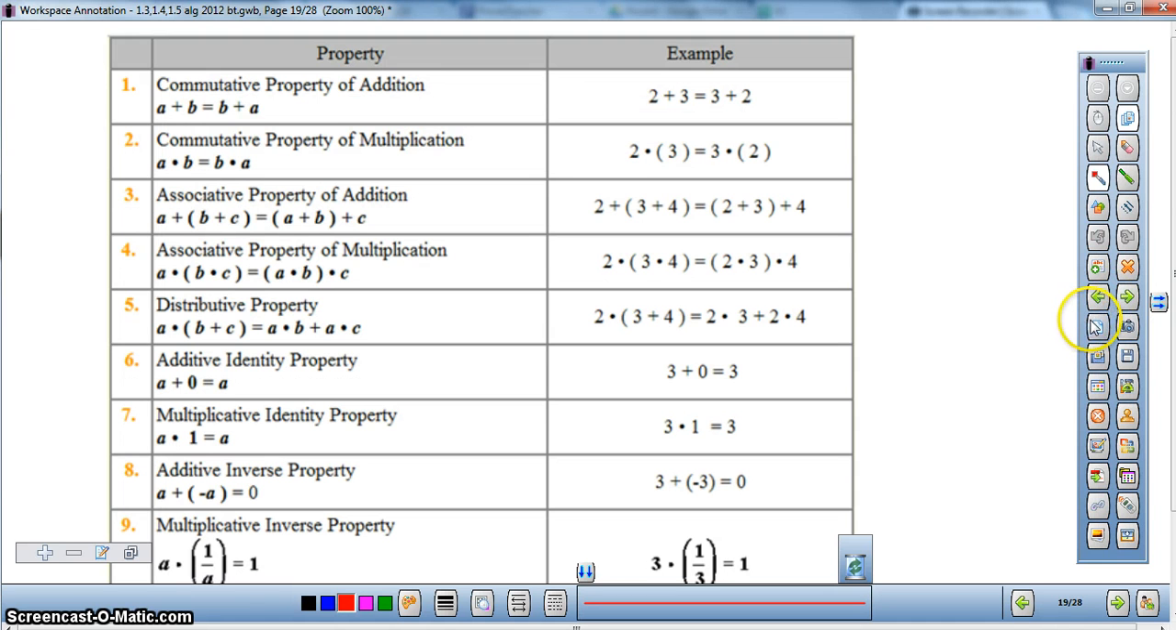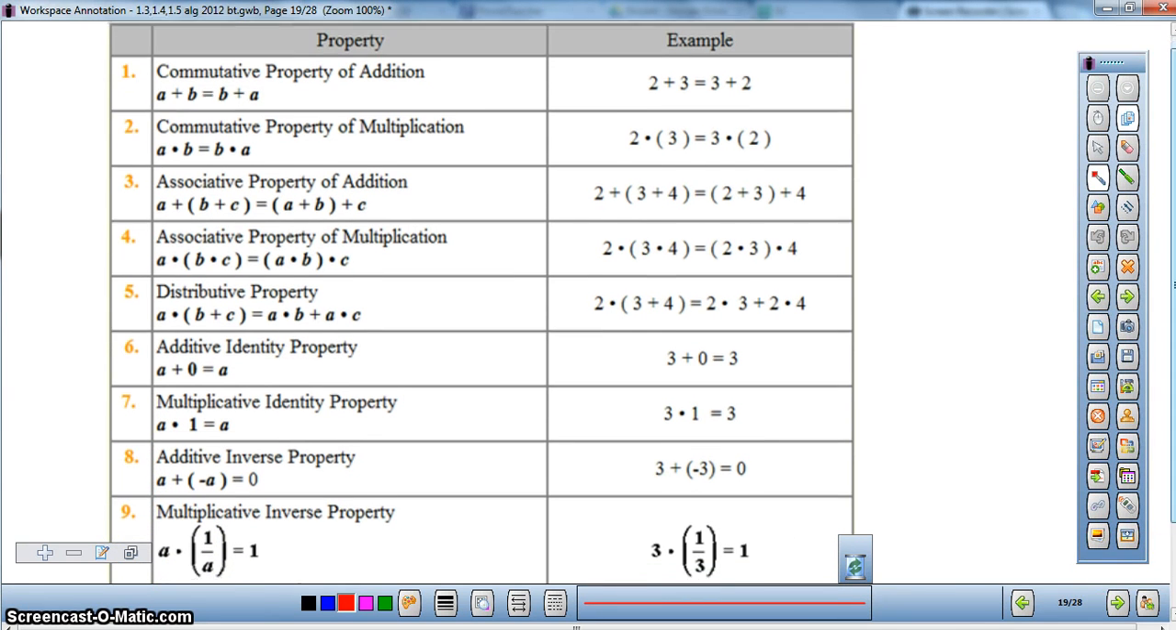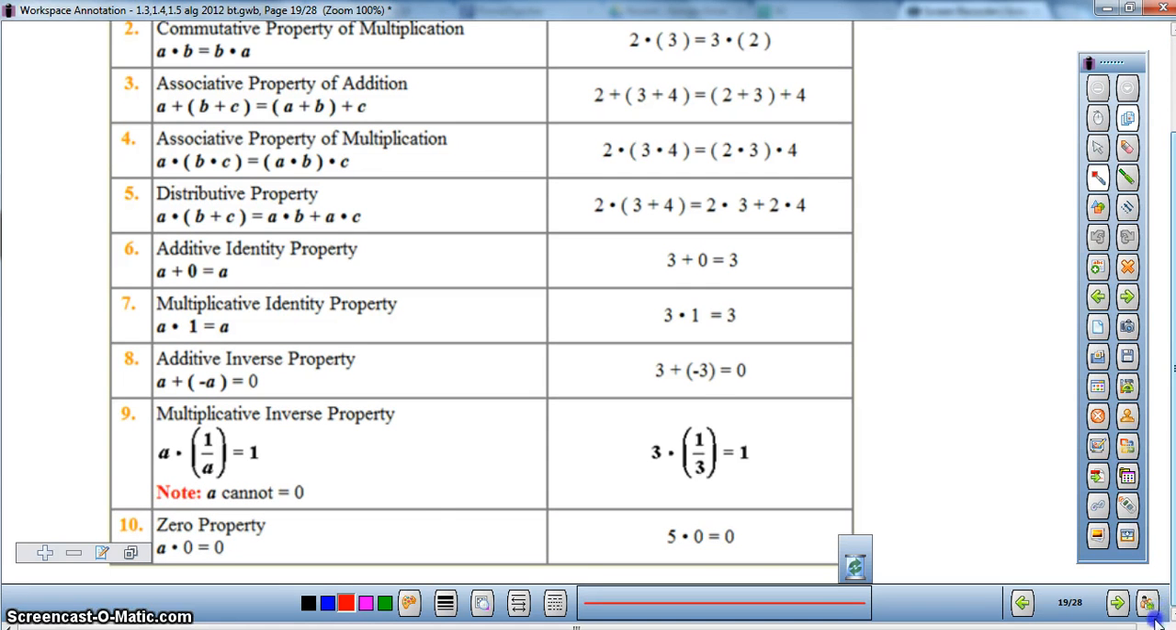Here are your basic properties we will be working with, and some of these you've probably already seen before. We start with commutative property of both multiplication and addition. We go with associative property of both of those. We talk about the distributive property, the additive identity, the multiplicative identity, the additive inverse, and the multiplication inverse property. So when you look at these properties, they're not really that hard. They're just the ways that we can relate to numbers. The zero property of equality is the last one.